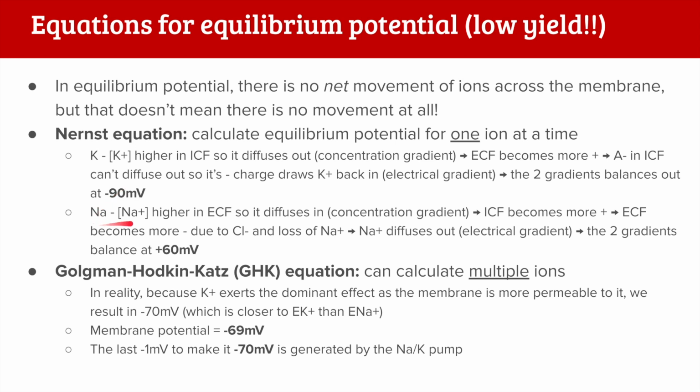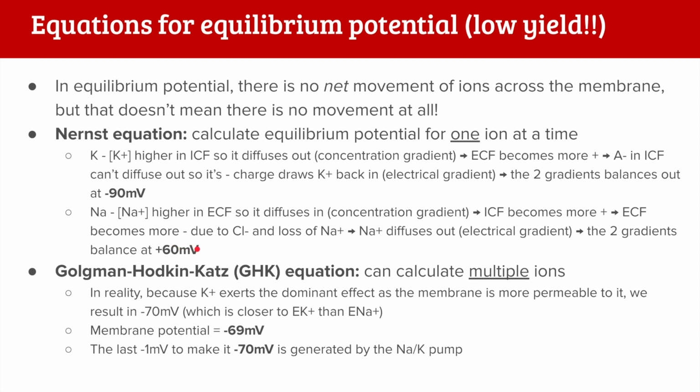As for sodium, the concentration is higher on the outside, so it diffuses in down the concentration gradient, and then the ICF becomes more positive. But because the ECF has negative chloride, and it has also lost some sodium, the sodium will diffuse out. That's the electrical gradient, and the two gradients balance at positive 60 millivolts.